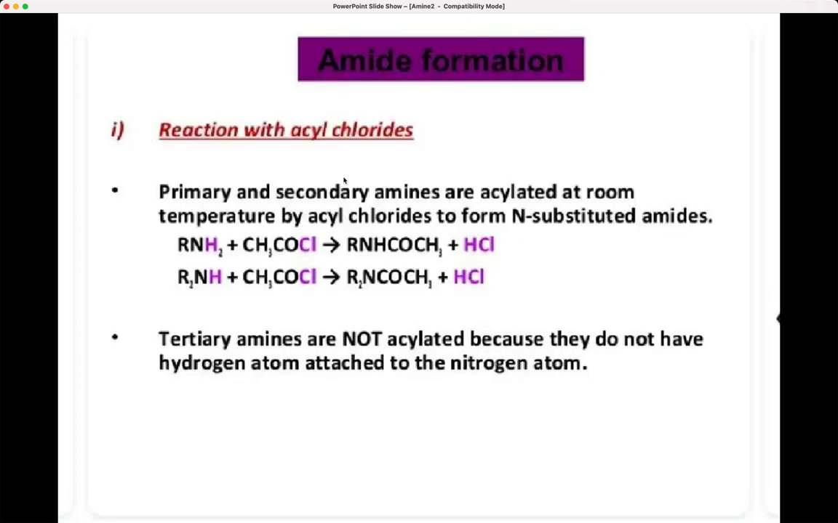Okay, now amide formation, the reaction with acyl chlorides. Primary and secondary amines are acylated at room temperature by acyl chlorides. They form N-substituted amides. So you can see RNH2 plus CH3COCl gives RNHCOCH3 plus HCl. You just group it together and write everything else together, removing the HCl.